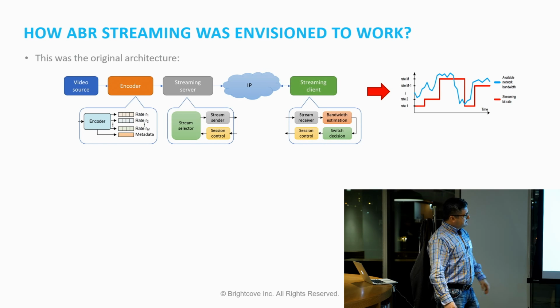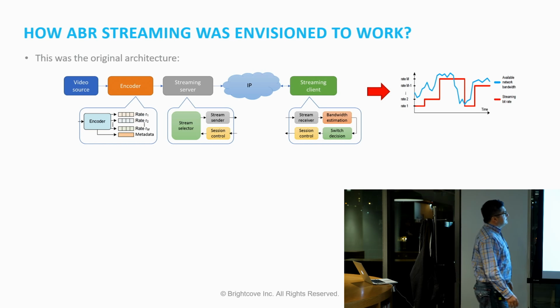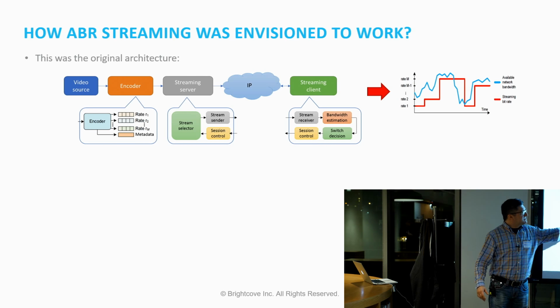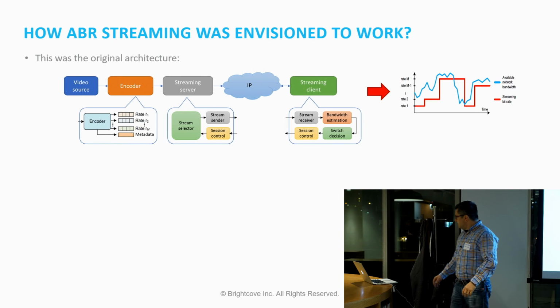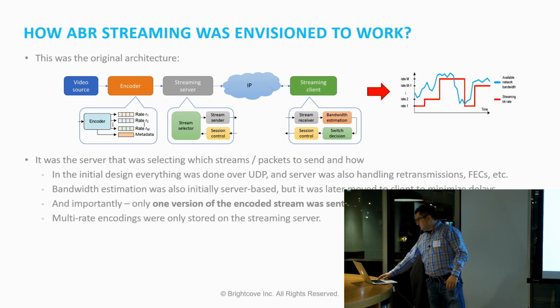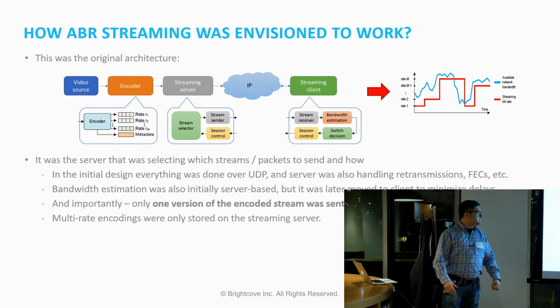And in the original system, the entity that was doing adaptation was actually a streaming server. It was selecting those streams. It was receiving information from the client, telling it which bandwidth is observed on the client end.